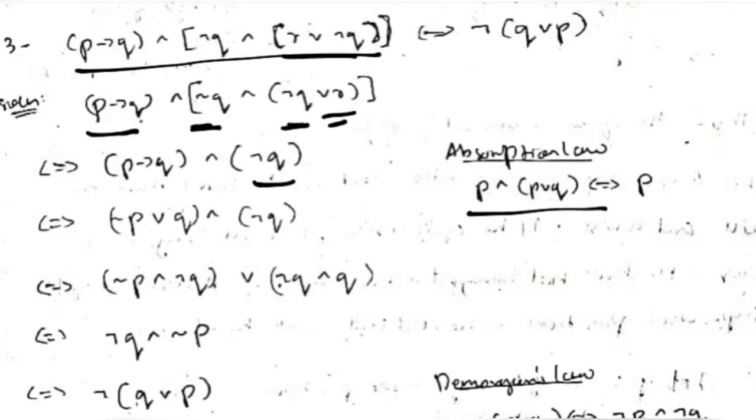In this question we will start from LHS. Here we have p conditional q, and this we will write in the other way, like not q or r. Then by using absorption law, we will write not q here. Okay, not q and not q or r can be written as not q. So we will write that here, and by using the law of conditional, we can write p conditional q as not p or q.